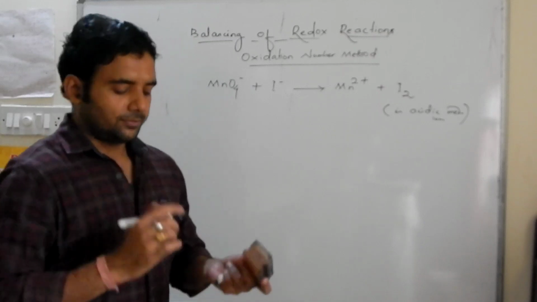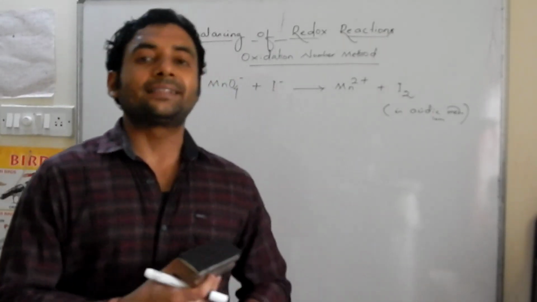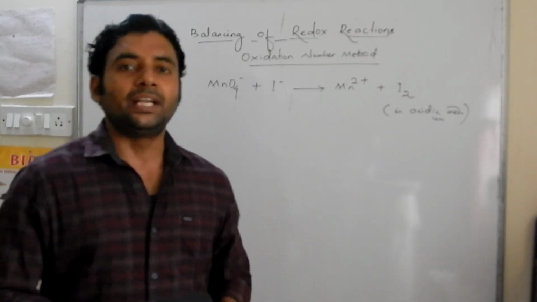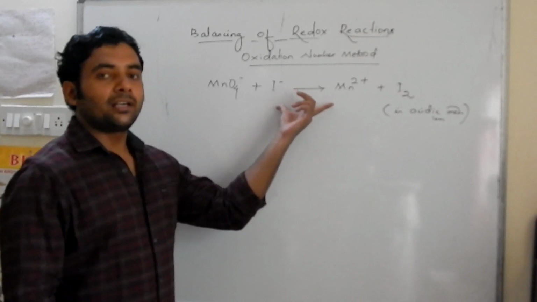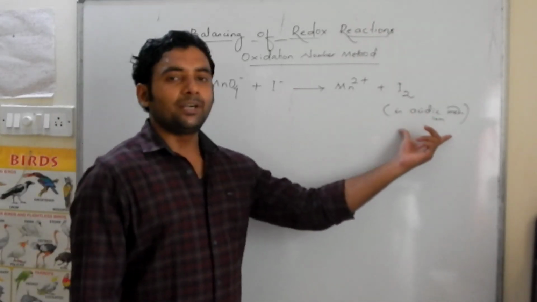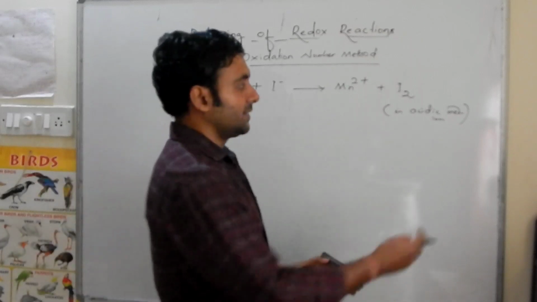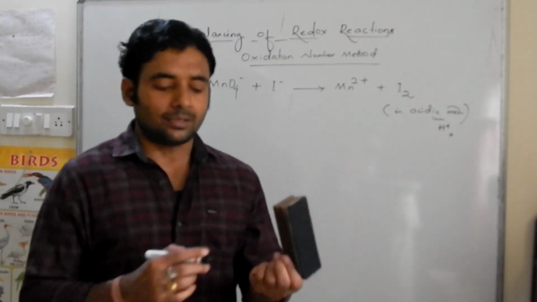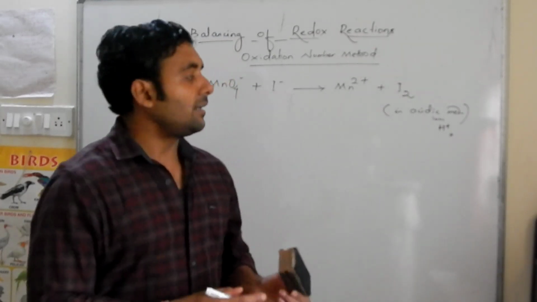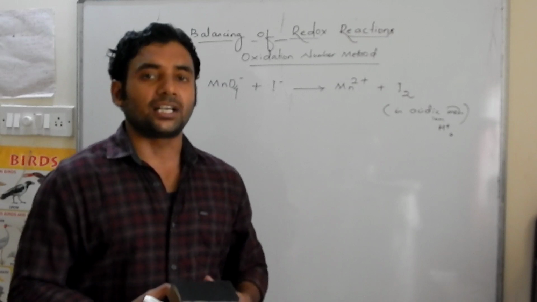We can balance the redox reaction either in acidic medium or in basic medium, depending upon the need. In this case, we have to balance this particular redox reaction in acidic medium. So while balancing the charge, we will take the help of H+. If it had been in basic medium, then we would have added OH- while balancing the charge.